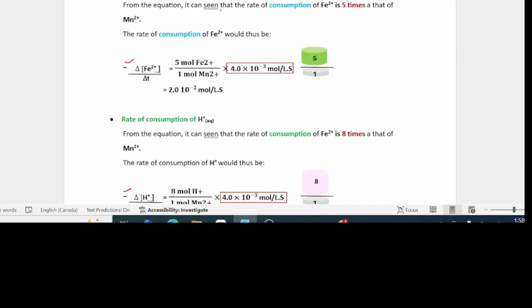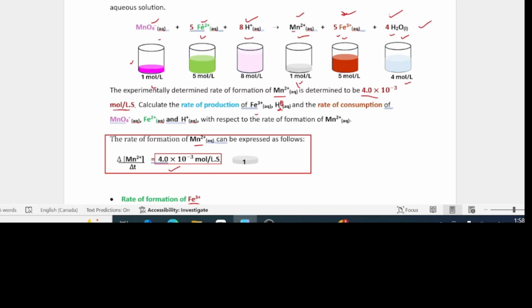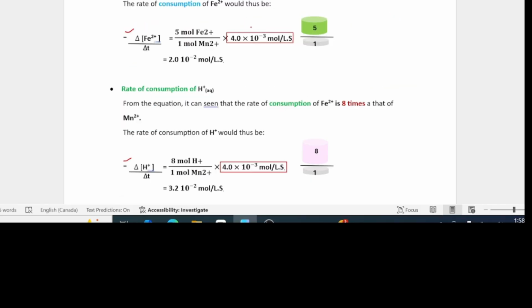We now look at the rate of consumption of Fe2 plus ions. Again, make that the subject of the equation. Put a negative sign there. Establish your mole ratio, which is 5 to 1. Make sure that is so. Every 5 moles per liter of that are consumed for every 1 mole per liter of that is formed. Multiply by the experimentally determined rate for your Mn2 plus ion. Mole ratio is 5 to 1.